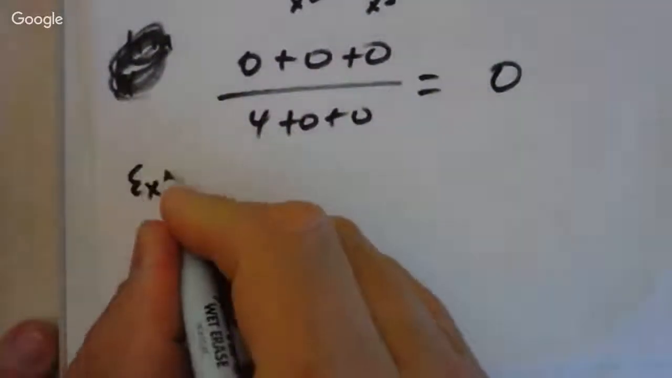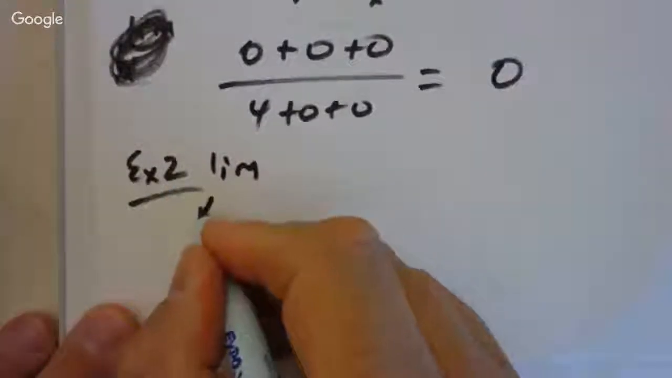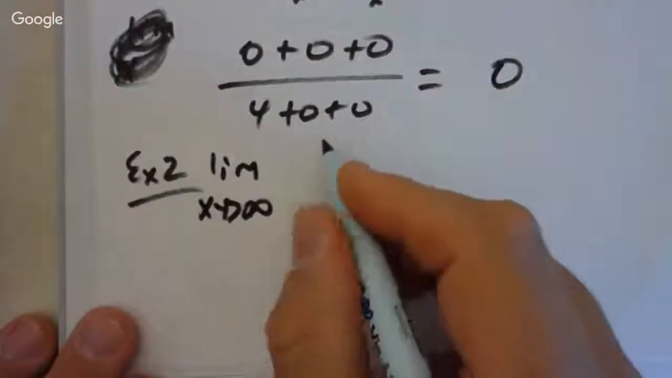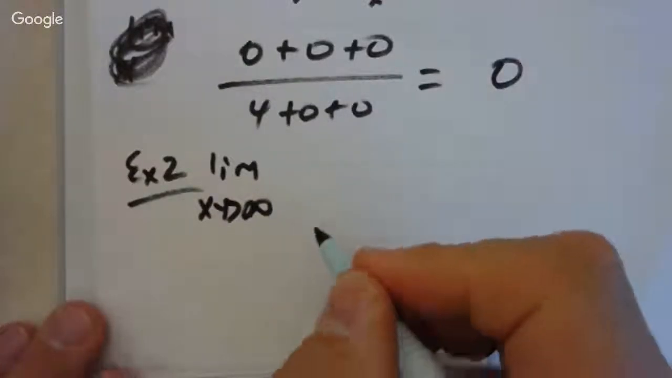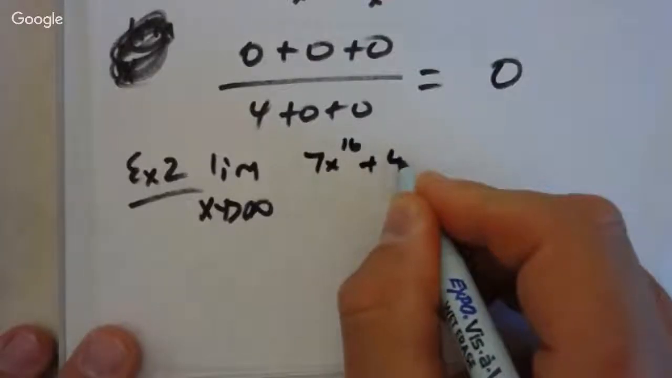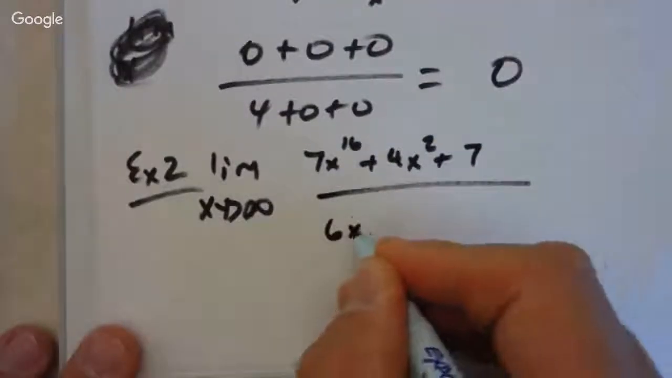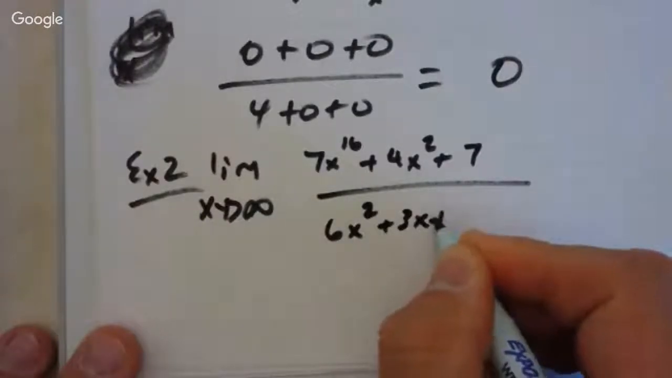Let's do another example. Example 2. Let's do one where the degree of the top is bigger. Let's go for how nasty do you want it? Let's make it really nasty. 7x to the 16th. Oh, God. Plus 4x squared plus 7 over 6x squared plus 3x plus 2.